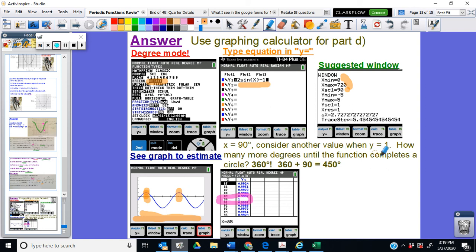And now, consider another y value. How many more degrees until the function completes a full circle? In other words, one more wave. That's 360 degrees. Well, what's 360 plus 90? That's where we get 450. And we could also go to our table, second graph, and go down to 450, and we would see that it's a value of 1 as well, not just at 90, but also at 450. And it will keep going. Think about what other degree values will produce a y value of 1. Keep following that cyclical pattern of one full circle is 360.